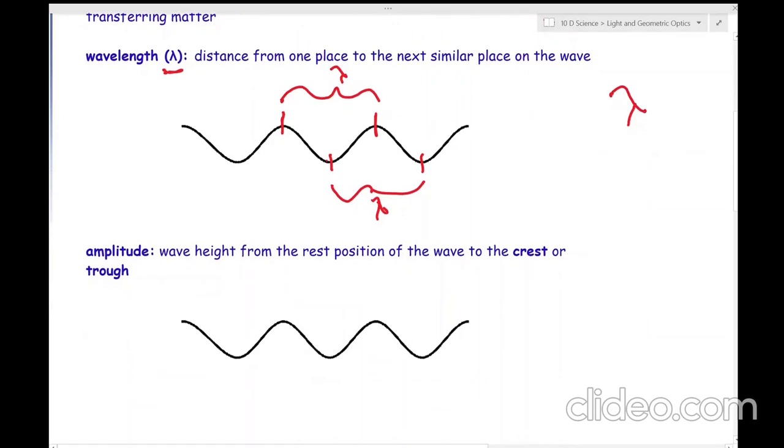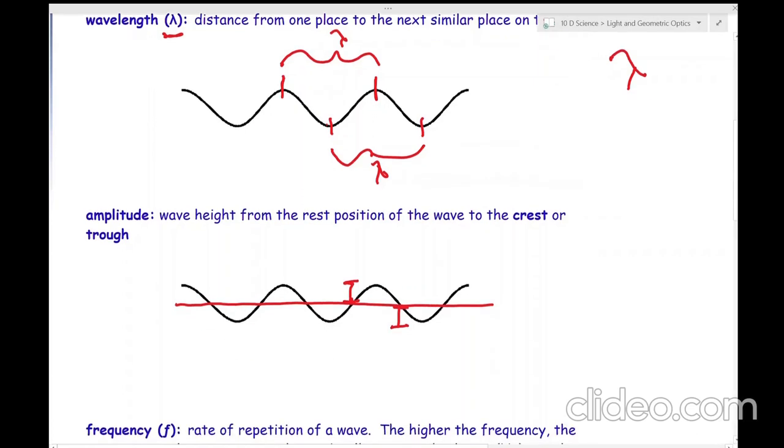Another feature of a wave is called the amplitude. The amplitude is the wave height from its resting position. Now in the second diagram here, you can't really see the resting position, but you would imagine that somewhere in the middle of this wave there is the resting position where it's at that zero point. When we're talking about amplitude, we're talking about from that point to the top of the wave. That's what we would call amplitude. Or if we're measuring from that rest position, we can also measure downwards to the bottom of the trough, but it's also representing the amplitude.